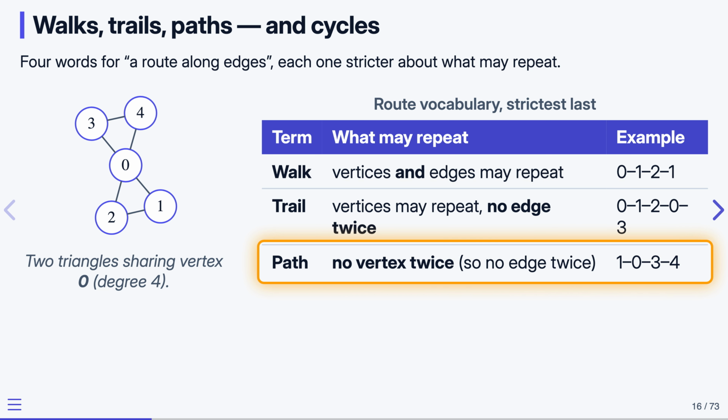A path is stricter still. No vertex repeats, so no edge can repeat either. An example is 1, 0, 3, 4.